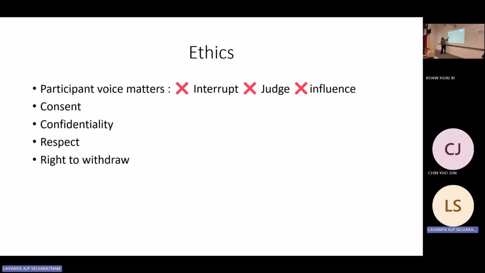So you want to keep in mind to ask for consent. Make sure you tell them it will be confidential. Respect when you are interviewing and tell them they can stop at any point in time. All right. So you want to keep this in mind when you are getting a verbal consent later.